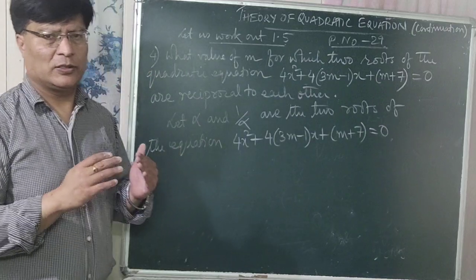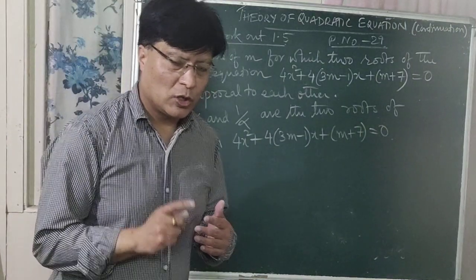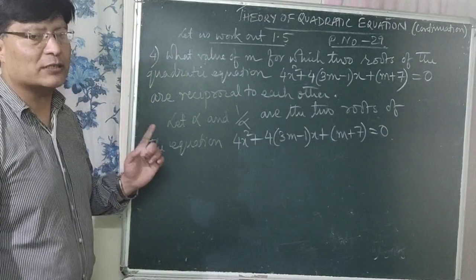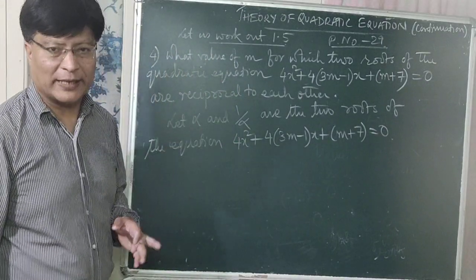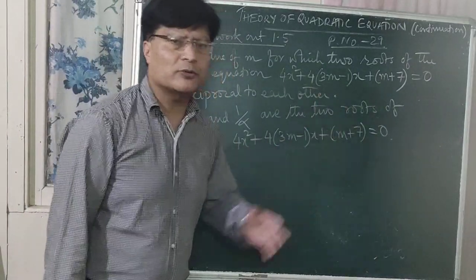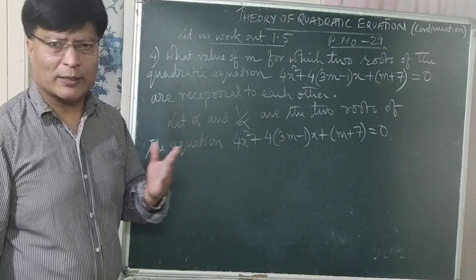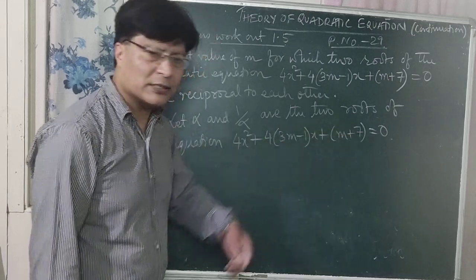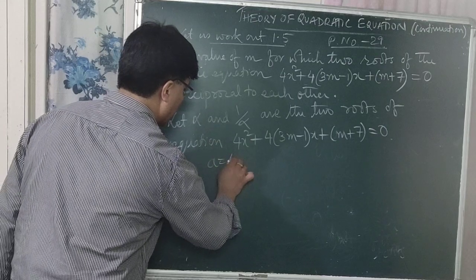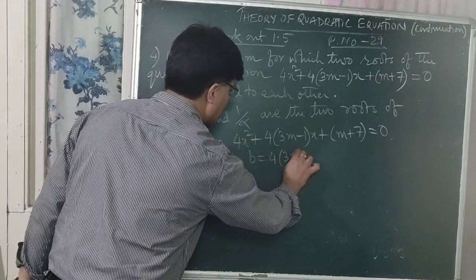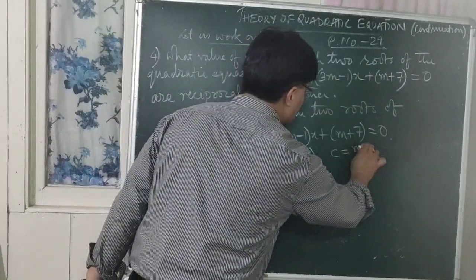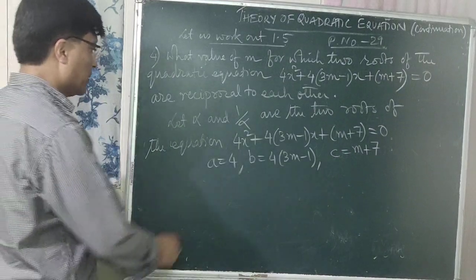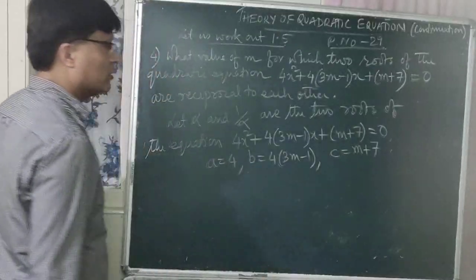Now in this case, either you can use sum of the roots or product of the roots. Which one is easier to put the formula? Is it sum of the roots or product of the roots? It will be product of the roots. So product of the roots is equal to c upon a. So you can compare this quadratic equation with the general quadratic equation, ax square plus bx plus c. You know that a is equal to 4 here, b is equal to 4 into 3m minus 1, and c is equal to m plus 7. Is that clear?